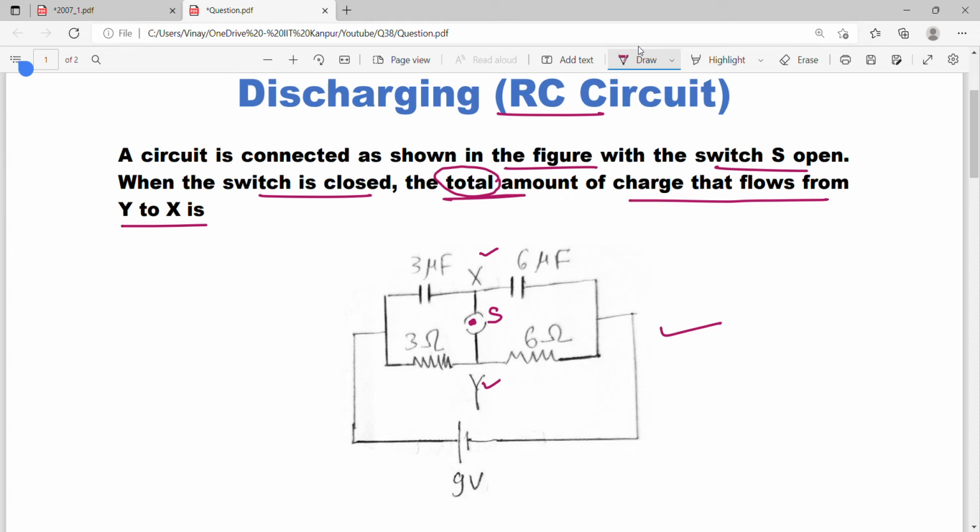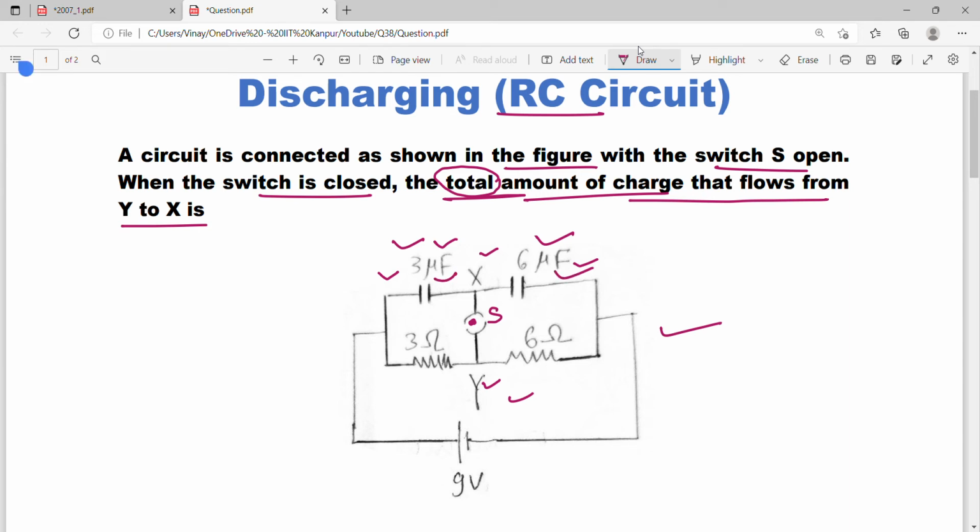These two capacitors will start to get charged, 3 microfarad and 6 microfarad. Now tell me one thing. When steady state is reached, then we can calculate the total amount of charge that flows from y to x. That's what this "total" suggests, that we are talking about the steady state. So what will happen in steady state? Steady state will be reached when these capacitors are charged fully.